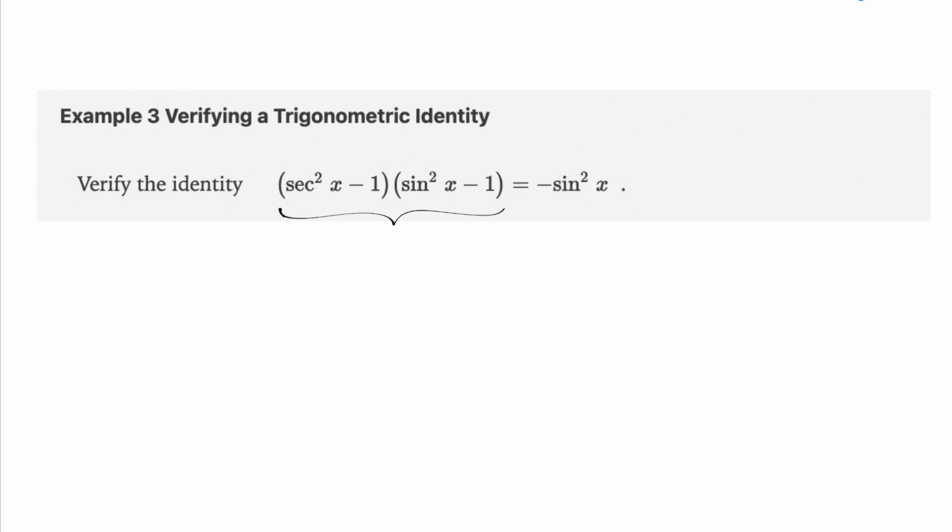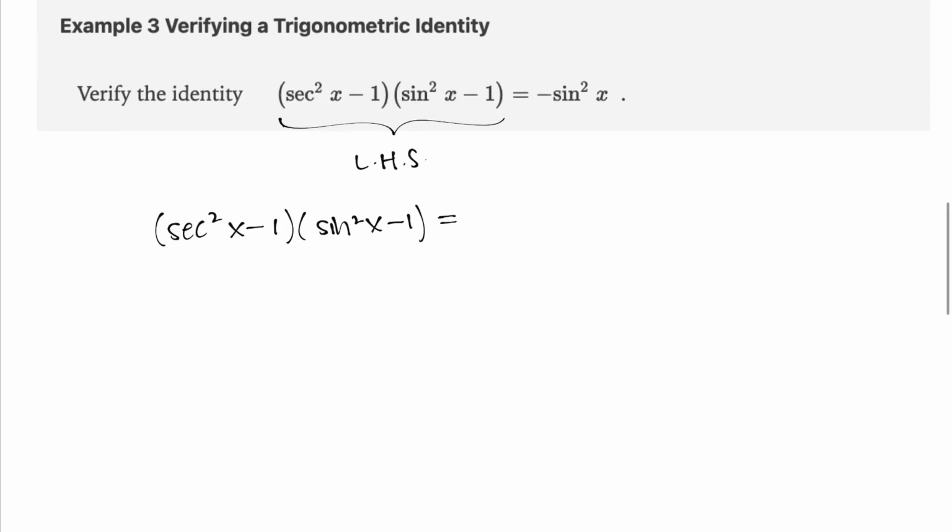Now we're choosing the left-hand side to manipulate. So let's copy it down and work with it. We have the product of secant squared x minus 1 and sine squared x minus 1. And we're trying to figure out how to manipulate this expression to turn it into negative sine squared x. So we're going to have to use some of the trigonometric Pythagorean identities here.